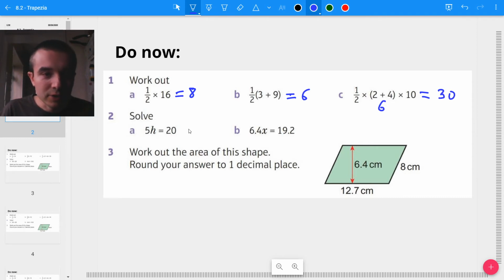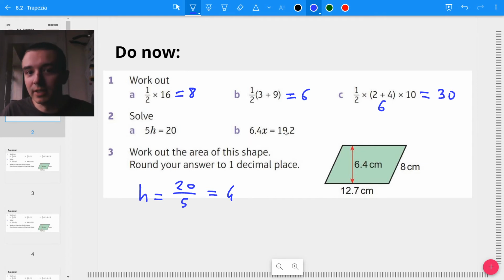Okay. Then solve these equations. So 5h equals 20. So 5 times h equals 20. Therefore, h equals 20 divided by 5, so h equals 20 over 5, which is 4. And in fact, you can check 5 times 4 equals 20. You can also guess in this case. I don't like just guessing, because, for example, in the next case, you can't guess.